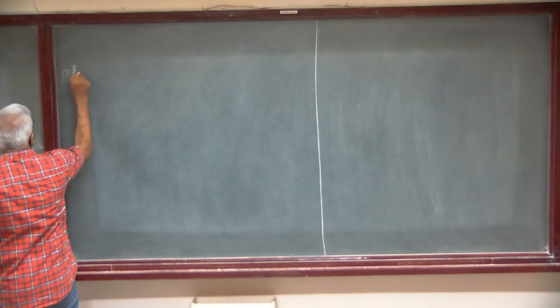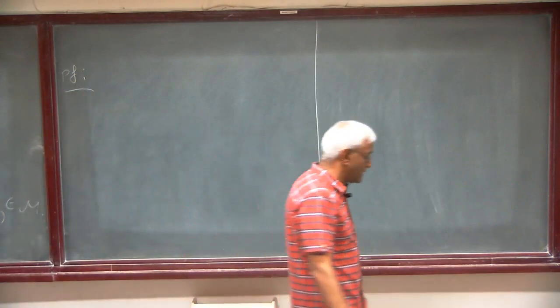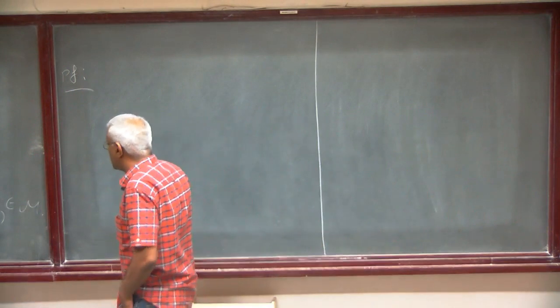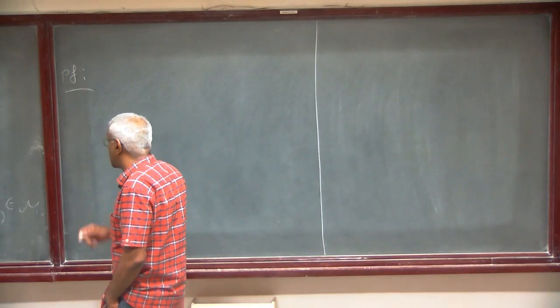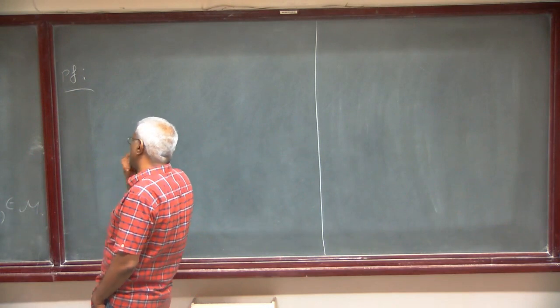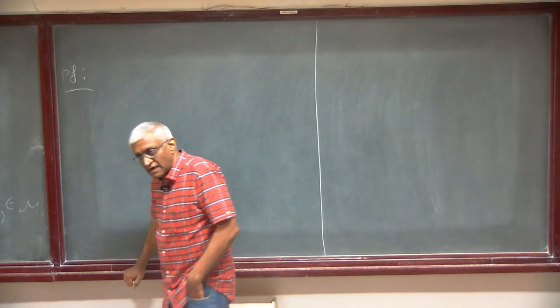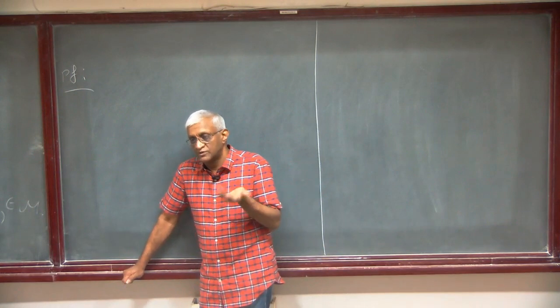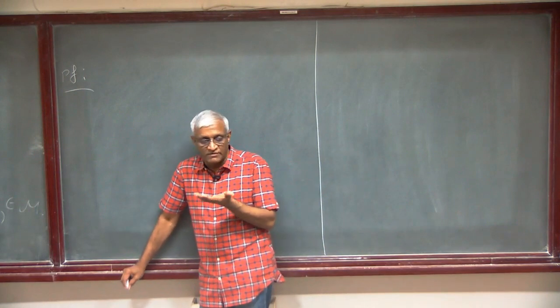Proof. So what do you have to show? We have to show that L of x is in M. So to show L of x is in M, we have to show that L of x is in the double commutant. So L of x commutes with M commutant. That's what you have to show.